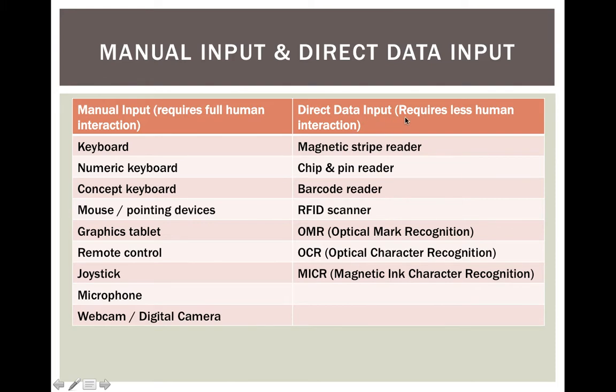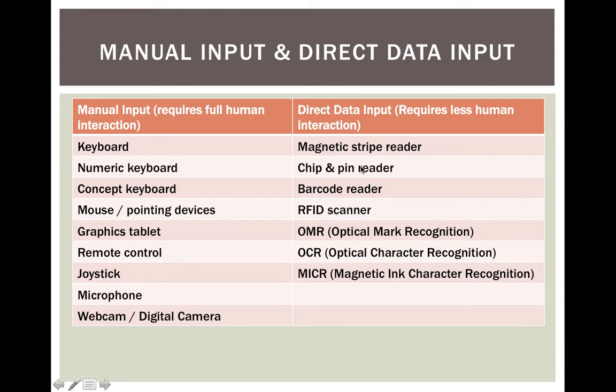Direct data input requires less human interaction. There still needs a person to do something, but there is an element of automation in the direct data input. So like a magnetic stripe reader where you swipe your card along the side of a till screen, or where you swipe your card to gain entry to a secure area, that's reading the magnetic stripe.